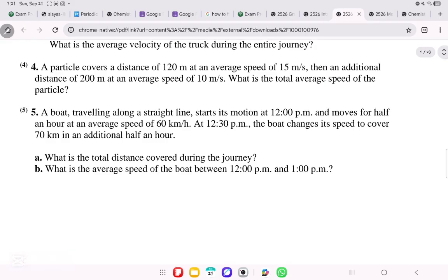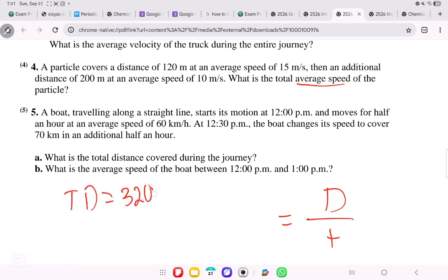We move on to question number 4. A particle covers a distance of 120 meters at an average speed of 15 meters per second. Then an additional distance of 200 meters at a speed of 10 meters per second. What's the total average speed? How do we find this? We know that average speed is distance over time. We can find the total distance by doing 120 plus 200. So total distance is 320 meters.